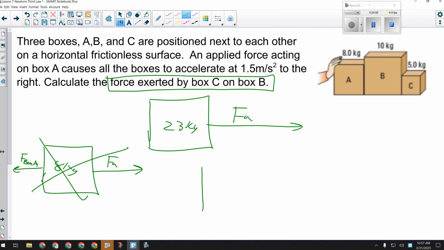Box B is 10 kilograms. This is the force of A on B. That's the force of A pushing B forwards. What would this force be?